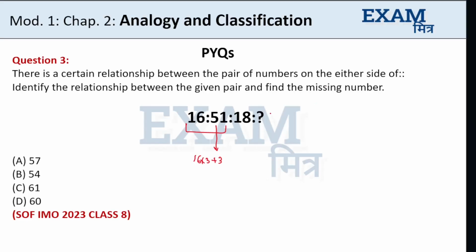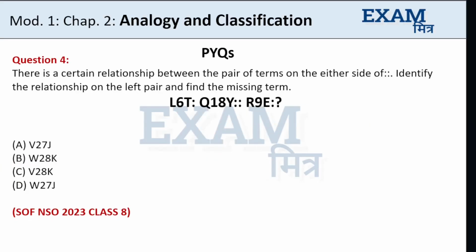So to find this question mark, what will I do? I'll find 18 3s are 54, and then again plus 3, 57. 18 3s are 54, and plus 3, that will be 57. So our answer for this question will be 57. This question was asked in class 8 SOF IMO 2023. So I hope you are getting the procedure to solve it. Let's proceed to the next question.